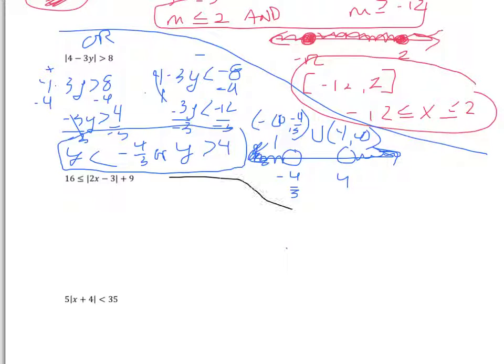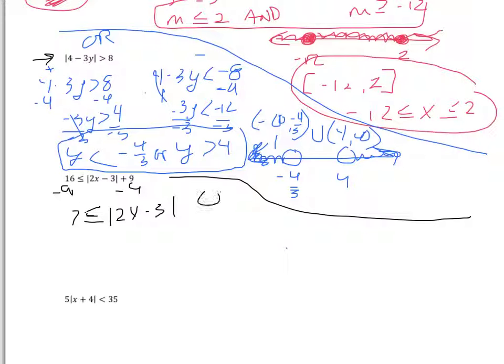Okay, now looking at this next one, once again we want to isolate the absolute value before we do anything, so I'm going to subtract 9 from both sides. And when I do that, we have 7 is less than or equal to the absolute value of 2x minus 3. Okay, now once again, we have the absolute value being bitten into by the sign, so essentially, we could rewrite this to look more like this one right here, but this is an OR problem.